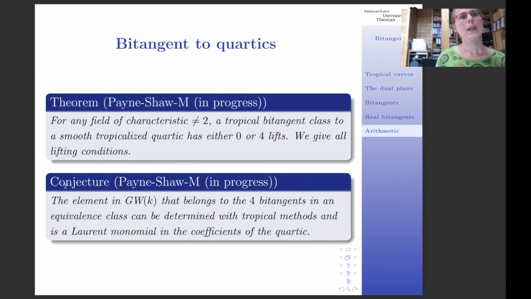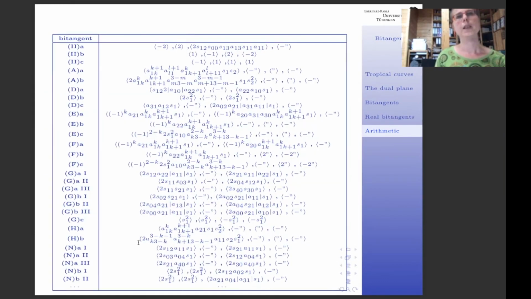And then, I think by now you can call this a theorem. We're still working on the paper, but we proved it. The element in the Grothendieck-Witt ring that belongs to the 4 bitangents in a tropical equivalence class is a Laurent monomial in the coefficients of the quartic, and possibly some roots that you have to add if you have to pass to a quadratic extension to make your bitangents lift. And this is again one of those horrible slides that's only meant for you to get an impression of our current work, of what we're doing right now.